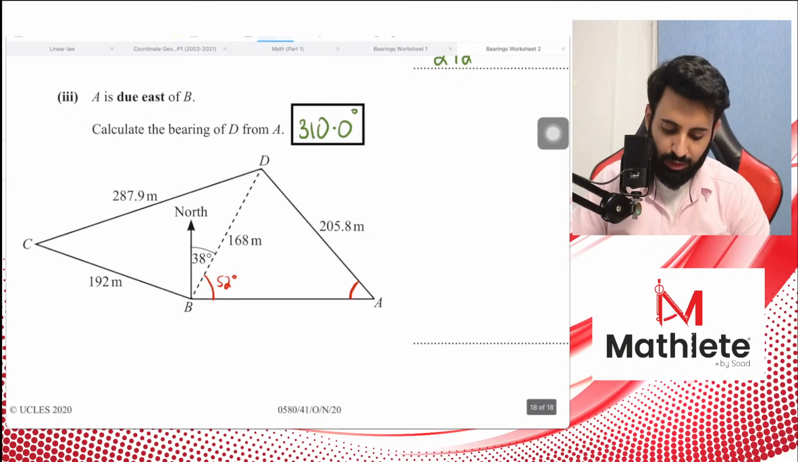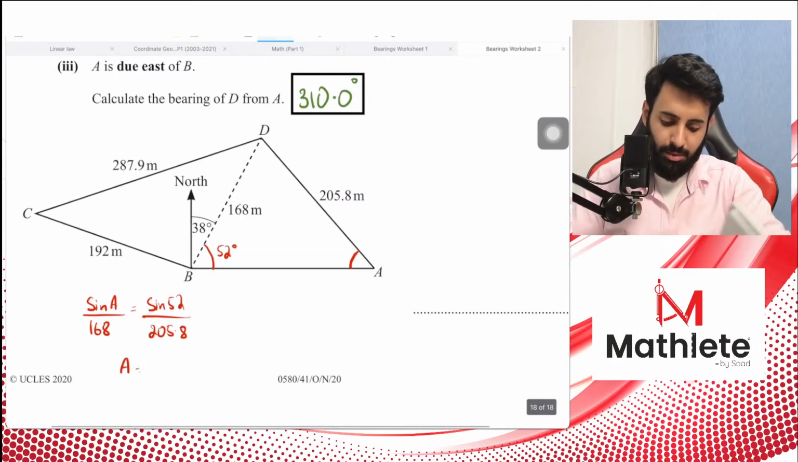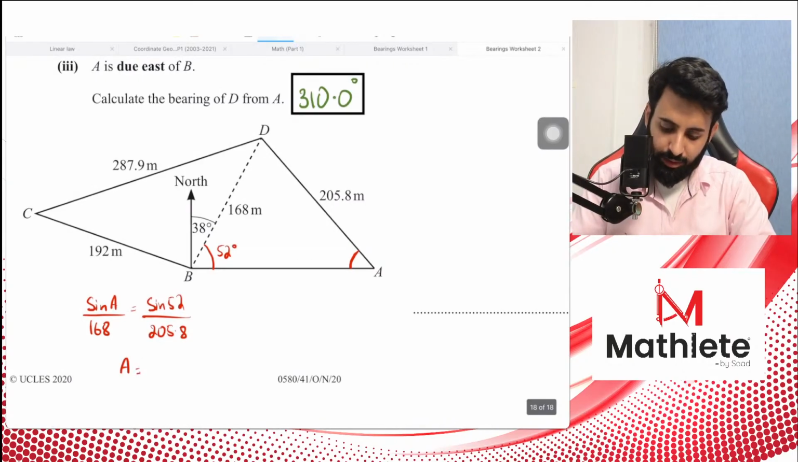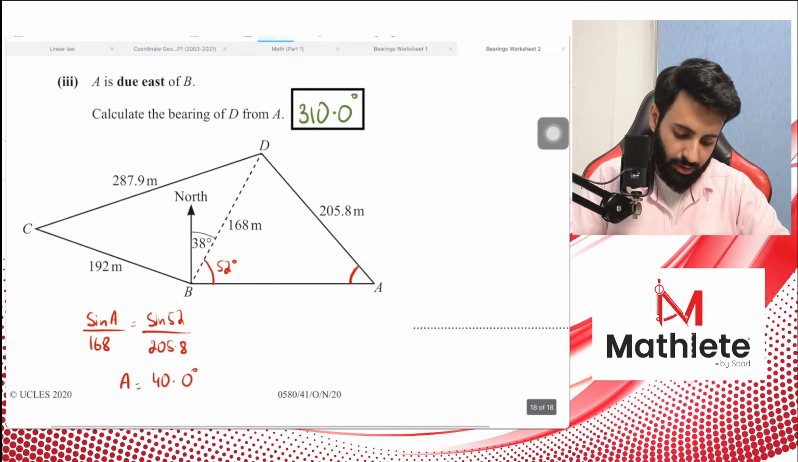So we can find out this angle using sine rule. Let's call this, in fact, it's A already. So sine A over 168 equals sine 52 over 205.8. Let's work out this angle and see if it helps. So we have sine 52, close the bracket, divide by 205.8, times 168, and then we take the sine inverse of the answer. So we have 40.036. Let's call it 40.0. So this angle is 40 degrees.